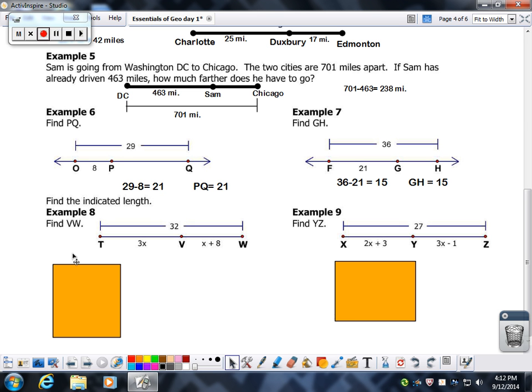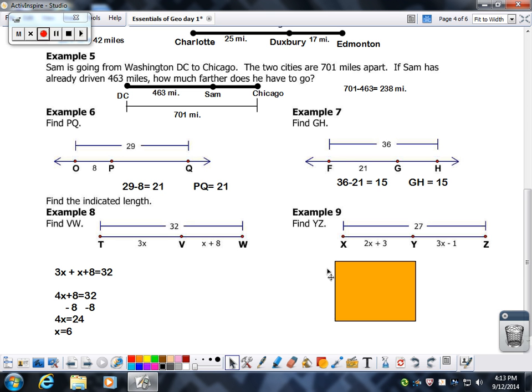Example 8 wants you to find the indicated length. So there's two parts to this. In order to find the indicated length, first we have to find x. In order to find x, we're adding TV and VW, and it's equal to 32. So 3x plus 8 equals 32. Now we have to solve for x. We combine like terms, so we have 4x plus 8 equals 32. Subtract the 8, 4x equals 24, and finally we have x equals 6.